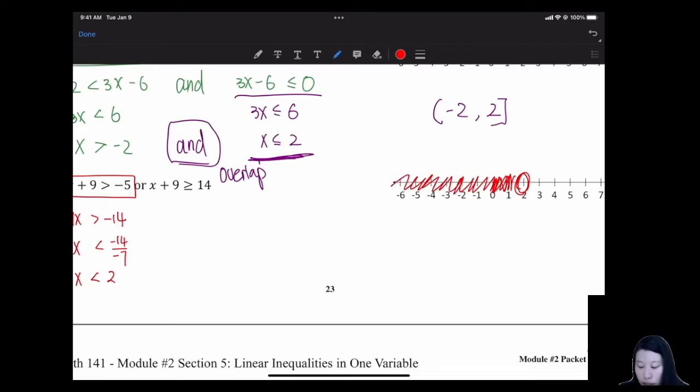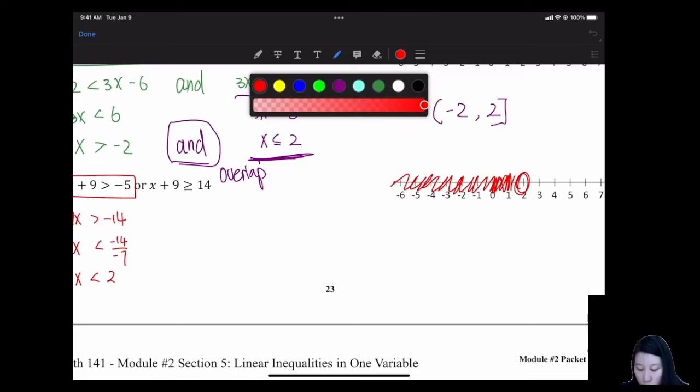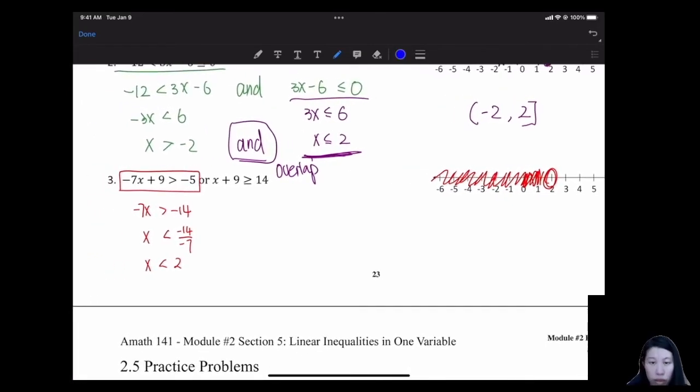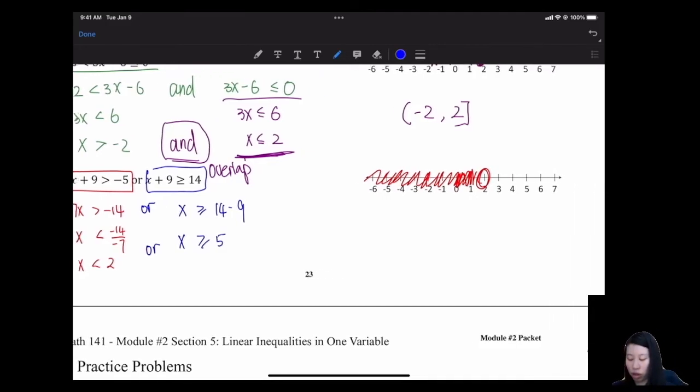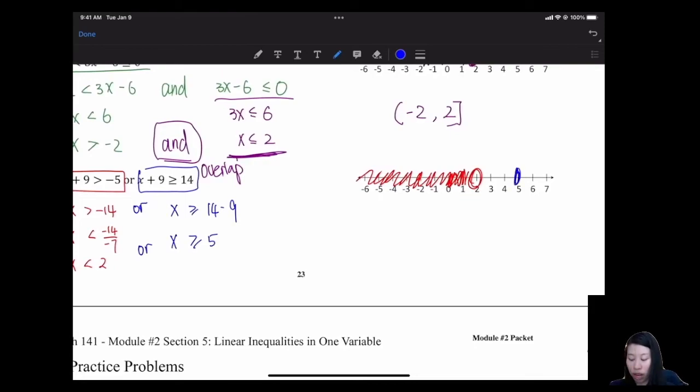Okay, now the second part. I'm going to use a blue one. x plus 9 greater than or equal to 14. So you add 9 on both sides, so I have x greater than 23. Oh no, I mean subtract 9. Oh my god. So 14 subtract 9, that means x is greater than or equal to 5. Now let's draw this part. x greater than or equal to 5, equal sign, and this part.